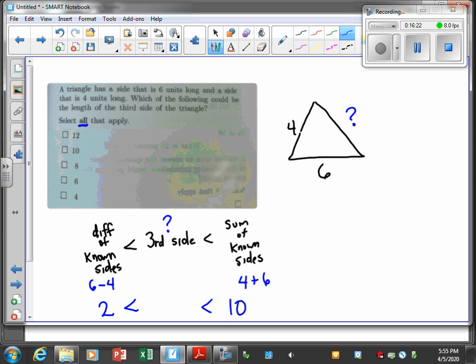So we're going to click all the values that are between 2 and 10. Now it can't include 10 because it doesn't have the equal to bar. Remember? So we can only do these three, 4, 6, and 8. So that one does make you have to recall the triangle inequality theorem to be able to work this one.